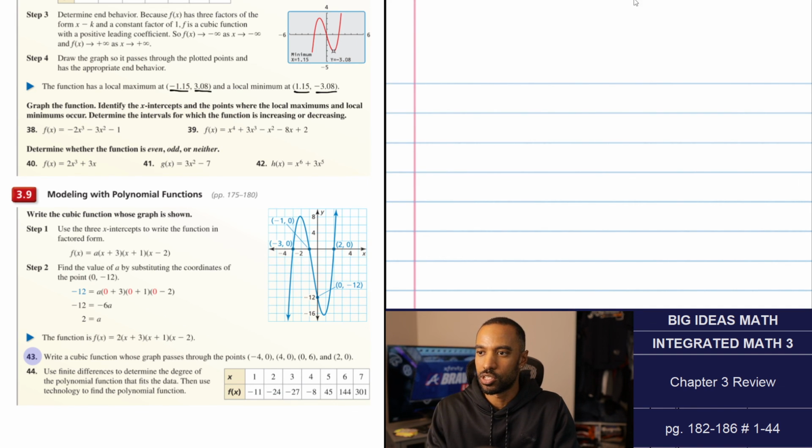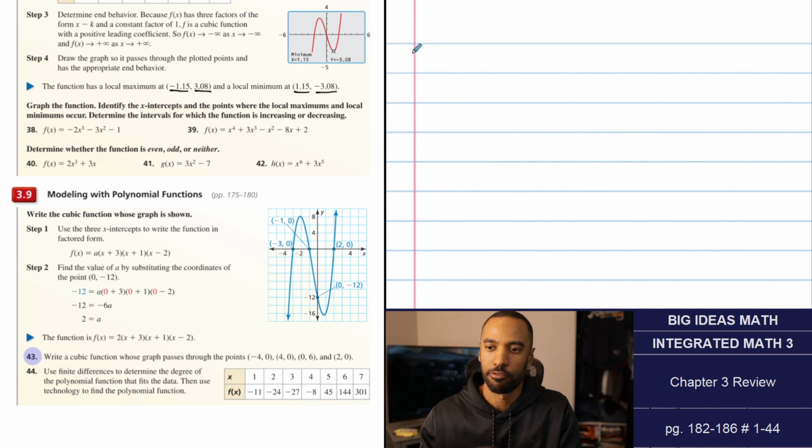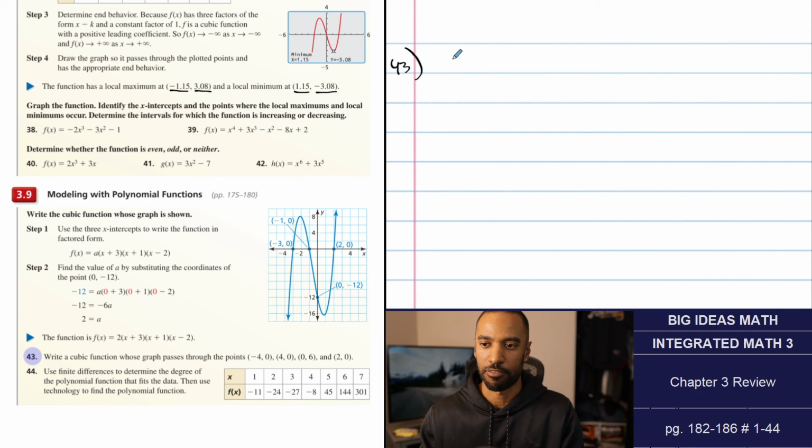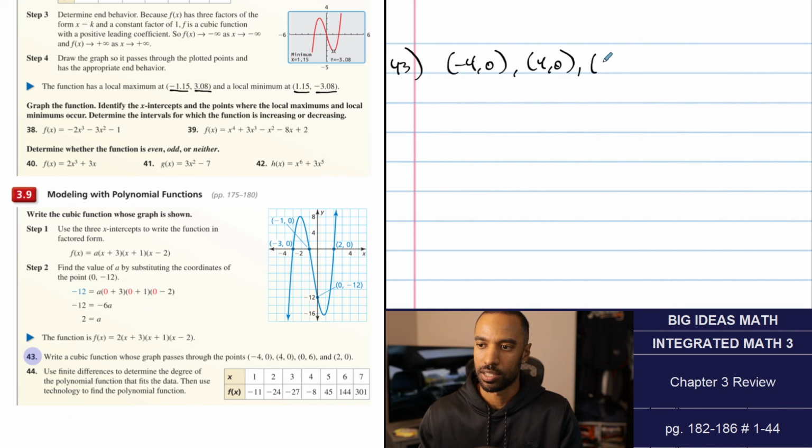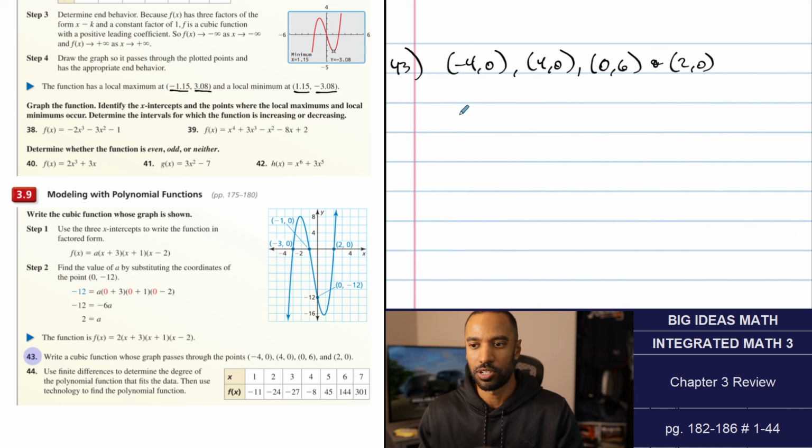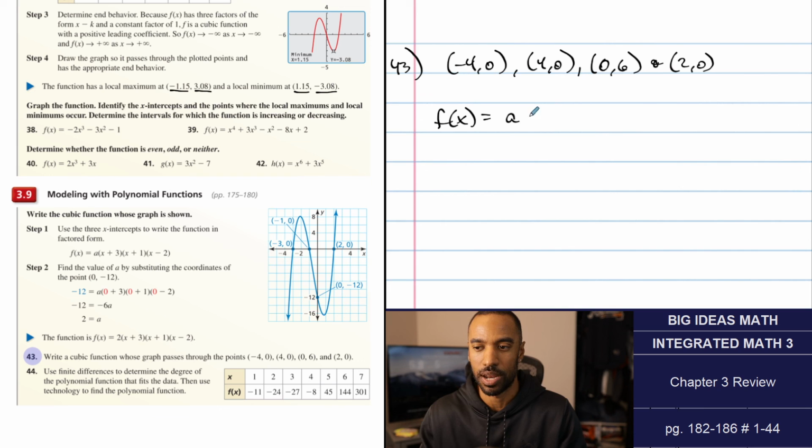Looks like we get to do the same thing as I'm going to start up problem number 43. Write a cubic function whose graph passes through these: negative 4, 0; 4, 0; 0, 6; and 2, 0. Now, just like we did for quadratics, solving systems of equations, a system of 3, we could do that for these ones here, but that would take a long time because we'd have to do a system of 4. System of 3 is long enough already.